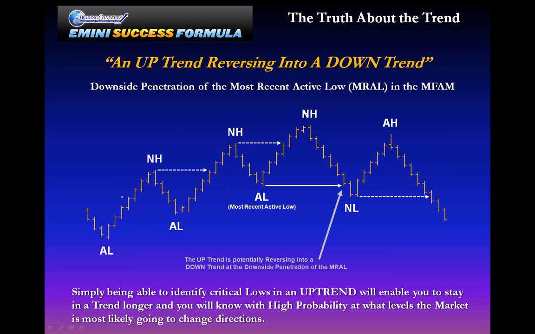Okay, so now an uptrend reversing into a downtrend. So we've got higher highs and higher active lows, right? As soon as this most recent active low is taken out to the downside here, we're anticipating the market to turn over from up to down. So it hits this low, rallies up, we're looking to go short. And in fact, it moved lower.